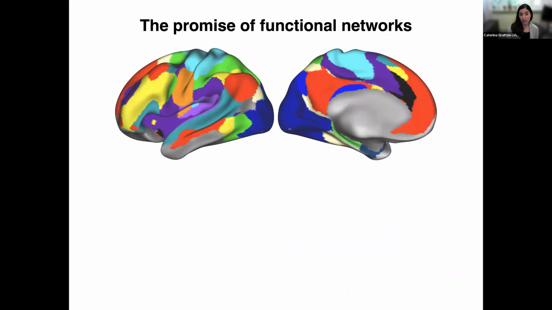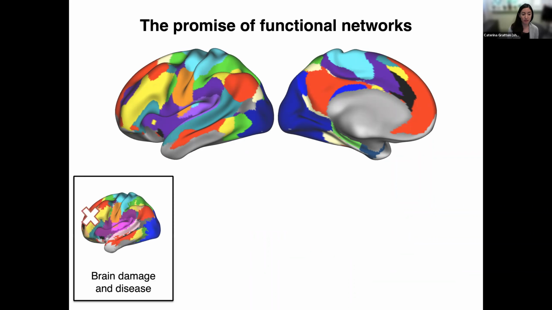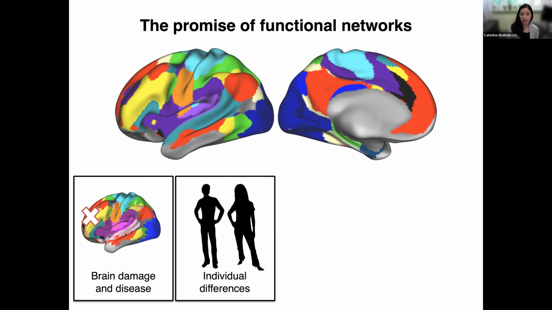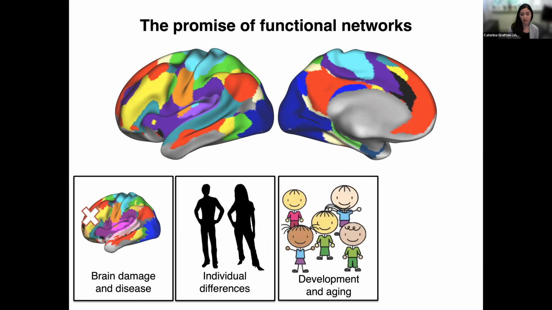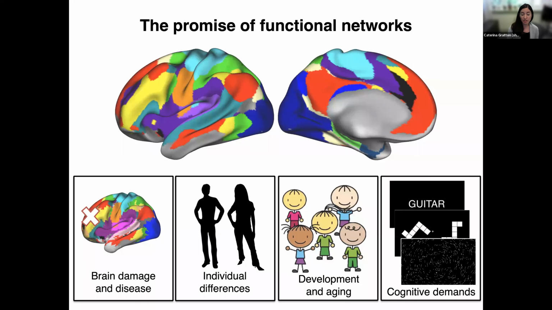These methods have generated a lot of interest for myself, and I think for many of my colleagues, in our ability to use functional network measurements to address many different types of questions. For example, how these networks are altered with different forms of brain damage and disease, how they may differ across people and perhaps relate to individual trait-like characteristics, how they may change over the course of the lifespan with developmental or aging processes, or how they may change under different contexts with different demands of our current environment.